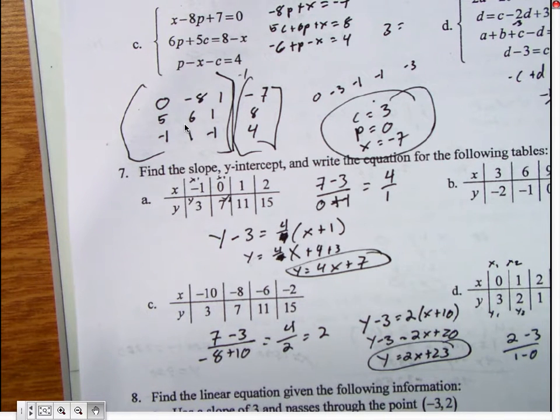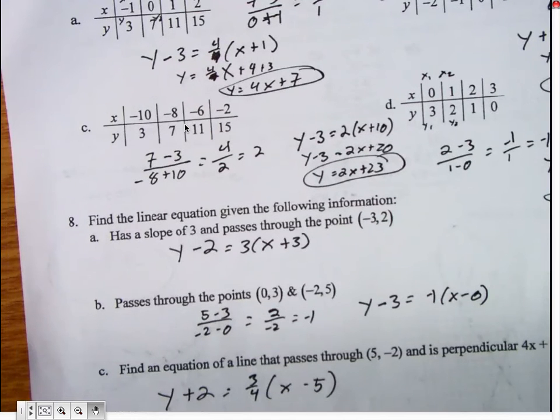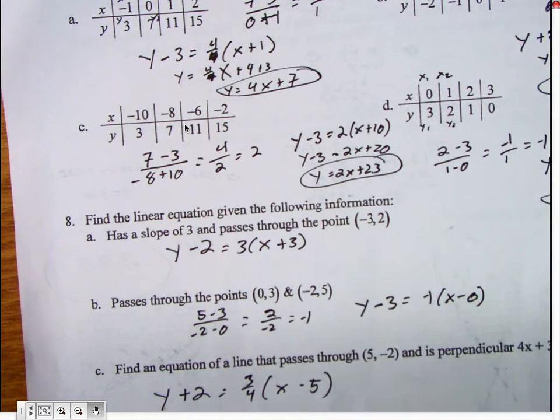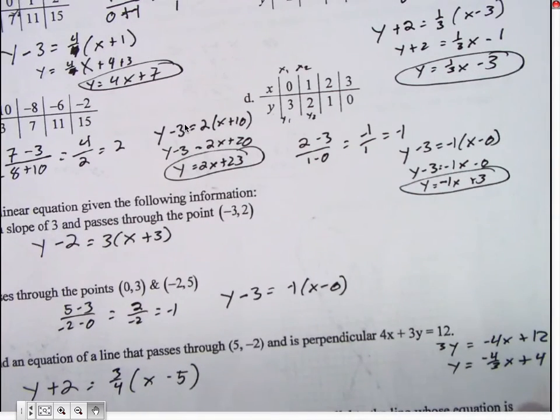Alright. B, we should get y equals 1/3 x minus 3. 7b, y equals 1/3 x minus 3. C, we should get y equals 2x plus 23. And D, we should get y equals -1x plus 3. What was B? B is 1/3 x minus 3.